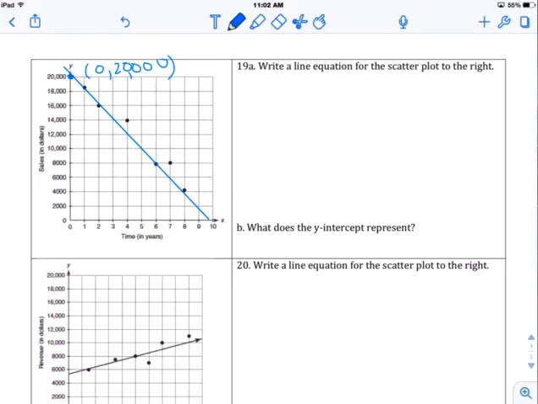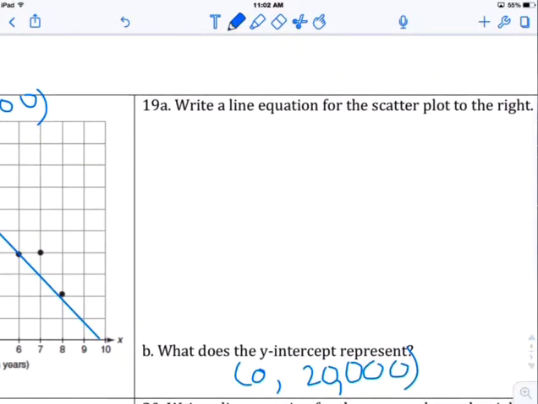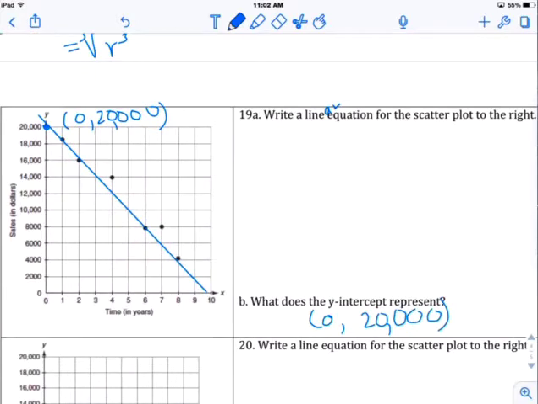Okay, and then we know the y-intercept is 0, 20,000, or just 20,000. On the SBAC, they just wanted you to write the 20,000. That's why you couldn't type anything else. Write a linear equation for the scatter plot to the right. Because we have the y-intercept, we have y. Use this instead.